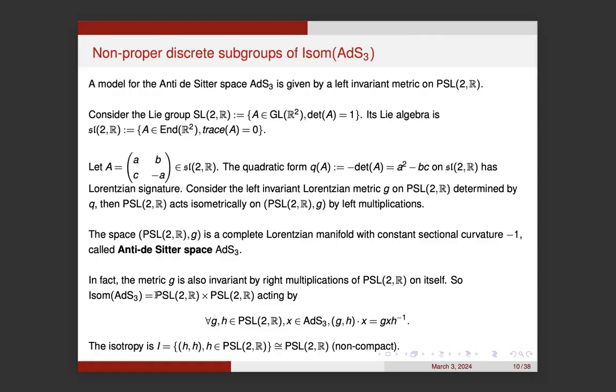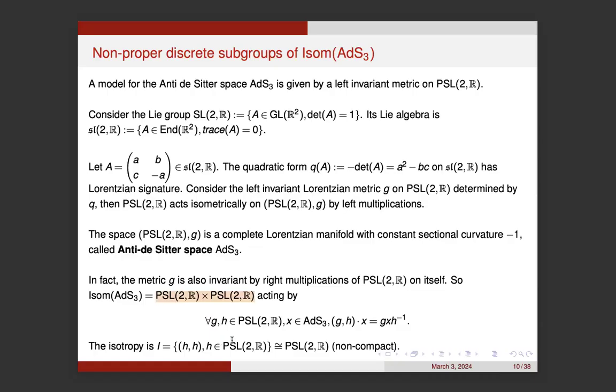So this metric is left invariant. So I already have the left action of PSL(2,R), which is isometric. But the isometry group is bigger than that. It contains a copy of PSL(2,R), which acts on the right. So the isometry group is a product.